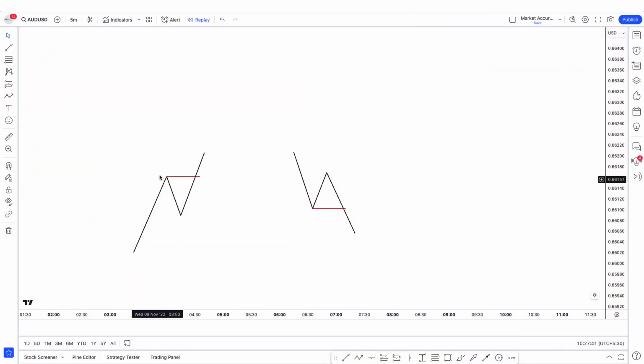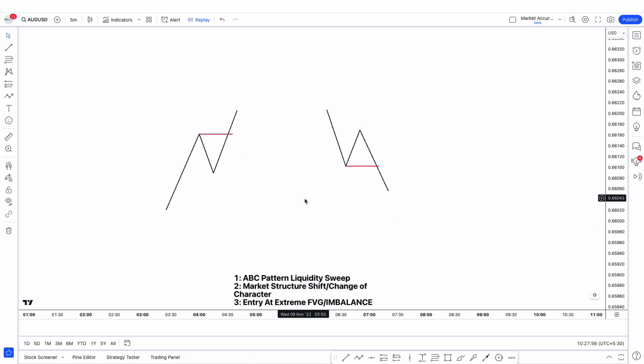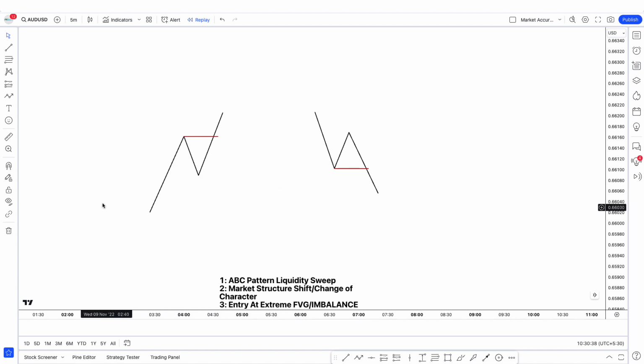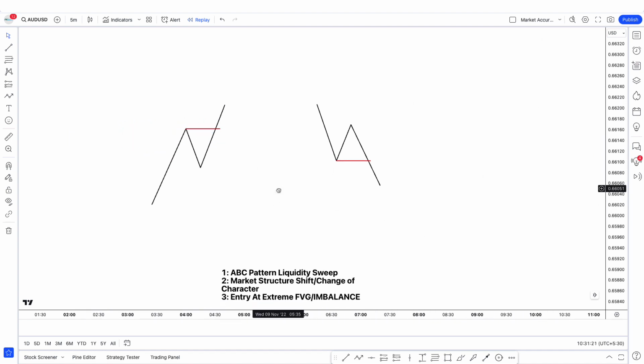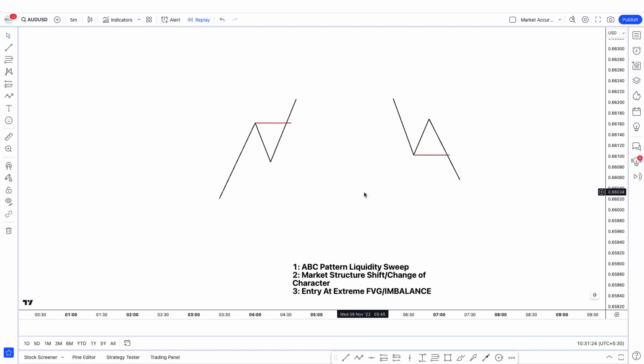Once we have identified an ABC pattern liquidity sweep, now what is a liquidity sweep? So we have the A leg, we got the B leg. And when price sweeps the low of the A leg, this is called a liquidity sweep. And in this diagram, you can see we have an A leg, we got the B leg. So this is a major swing high, and a lot of people have their eyes on this level. And when price sweeps this level, this is called an ABC liquidity sweep. I hope that's clear. And in this scenario, it would be the low of the A leg.